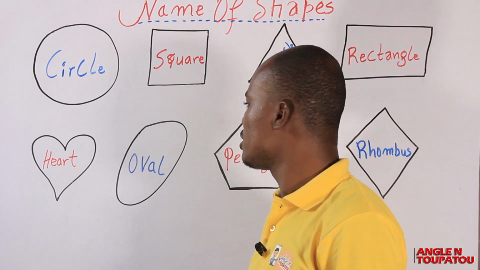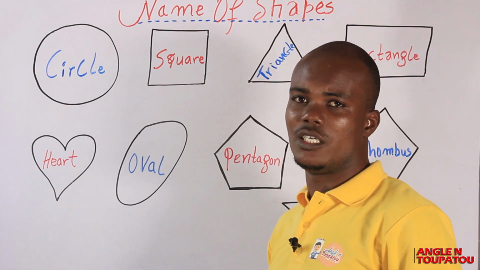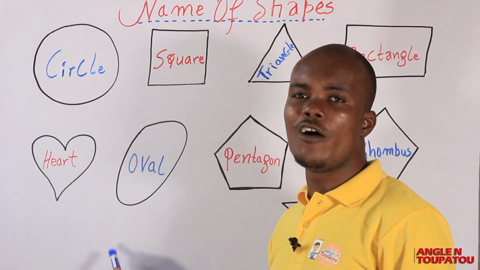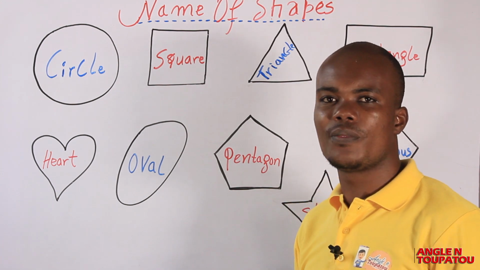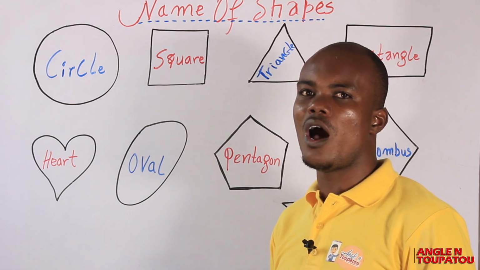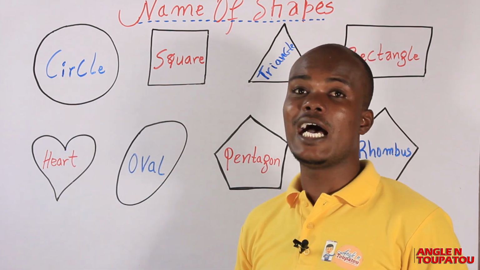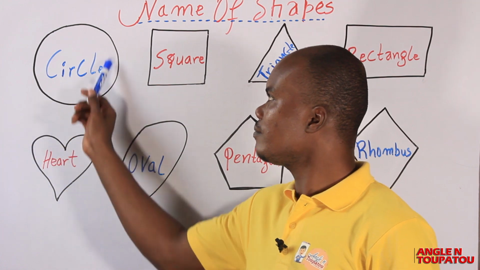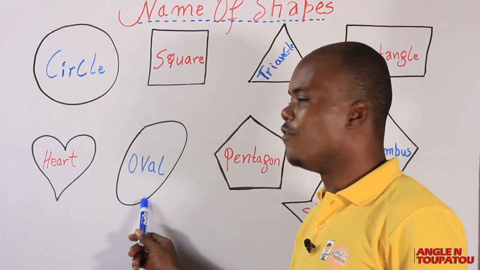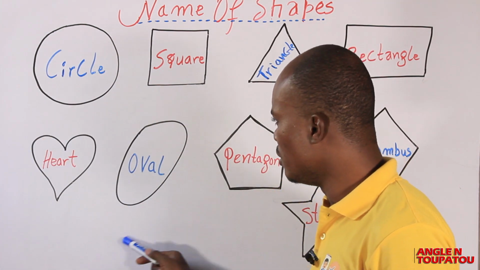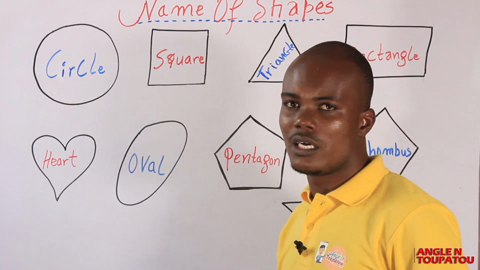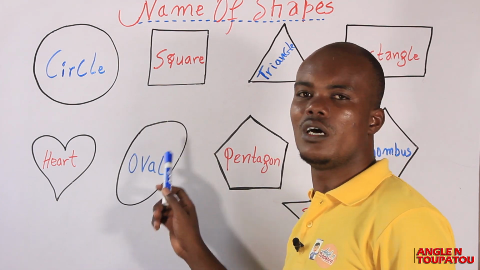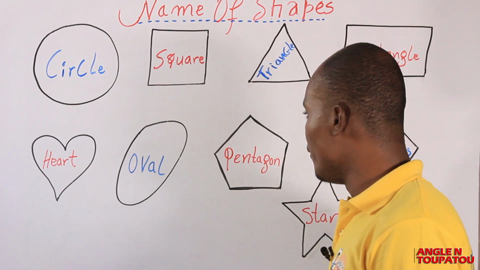And after heart, qui signifie cœur, we got oval. Oval is not circle. Oval, you see it like this.